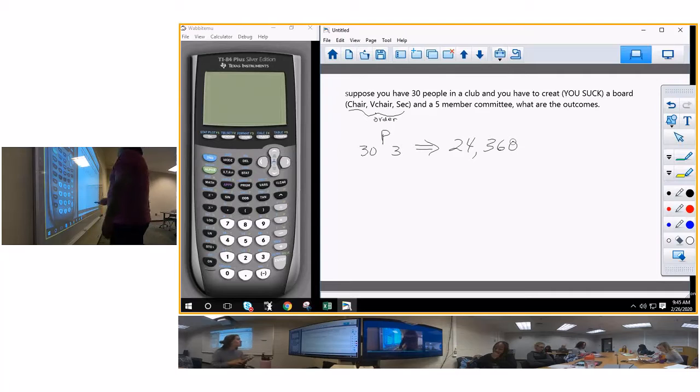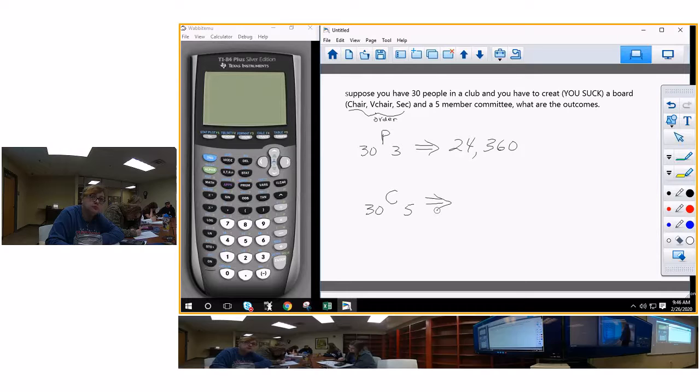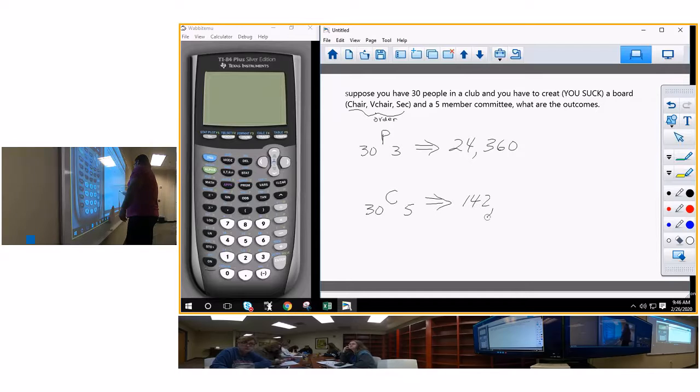And then the second part would be 30 combination 5, because the committee does not have officers. So what would that be? 542,506. Yes, sir. Okay, somebody confirm that one. All right.